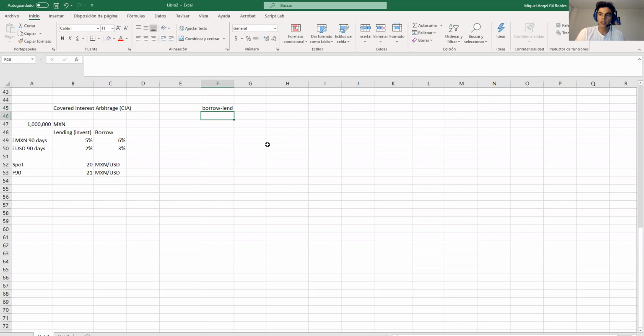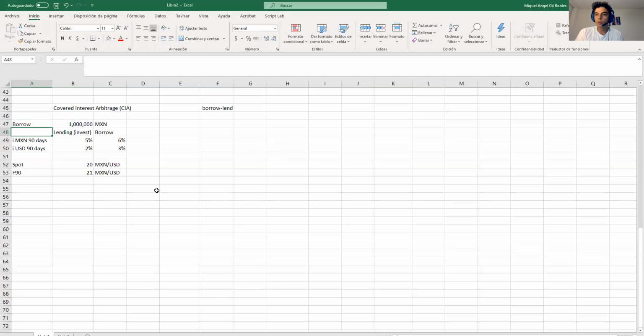Because previously, in the last three exercises that we have done, we assumed that we had the money. But in here, it will be a bit different. Instead of having the money, we are assuming that we can borrow this amount. Whoever is doing the exercise, we can borrow 1,000,000 pesos, right?